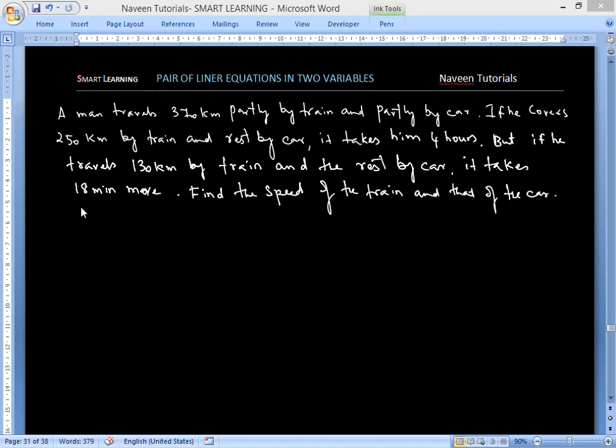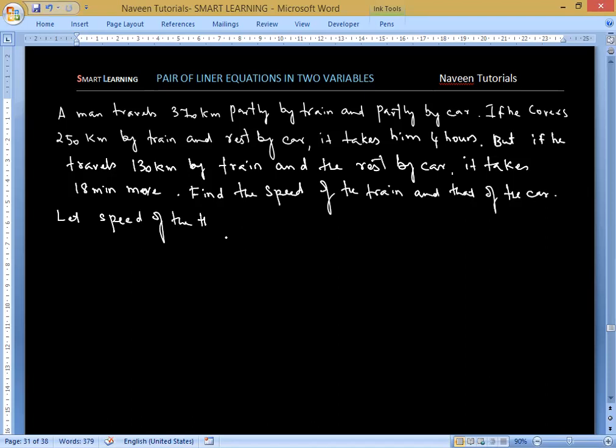So first we'll assume the speed of the train as x kilometers per hour, then the speed of the car as y kilometers per hour.